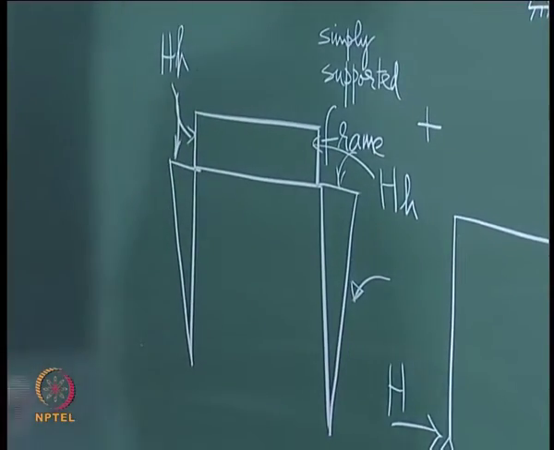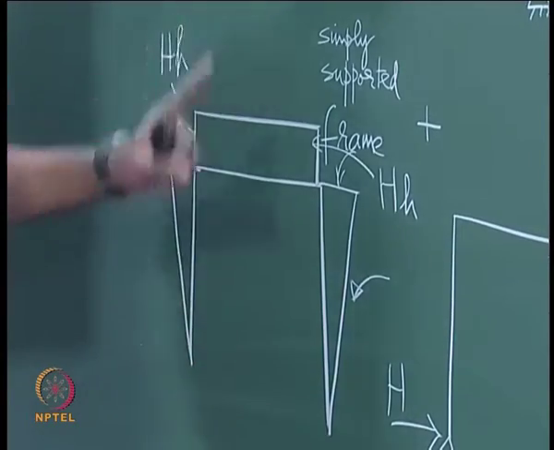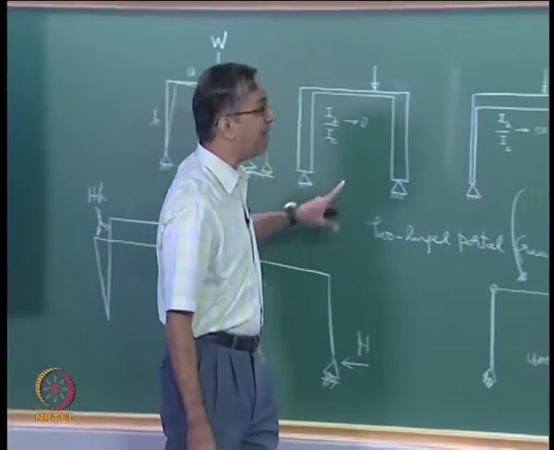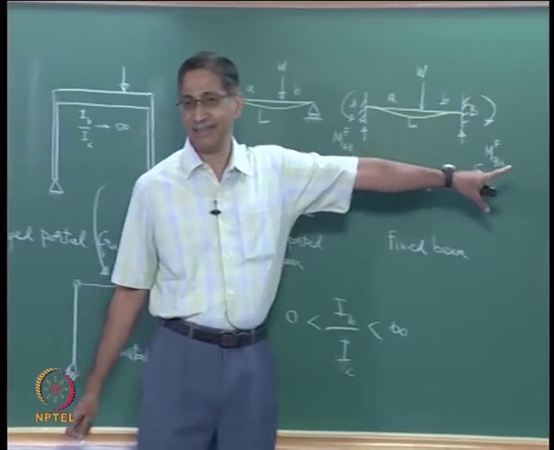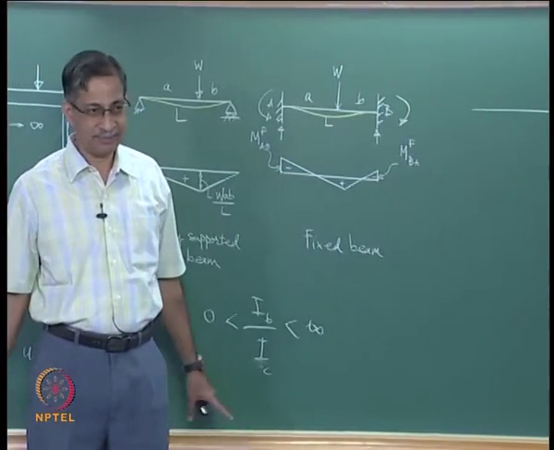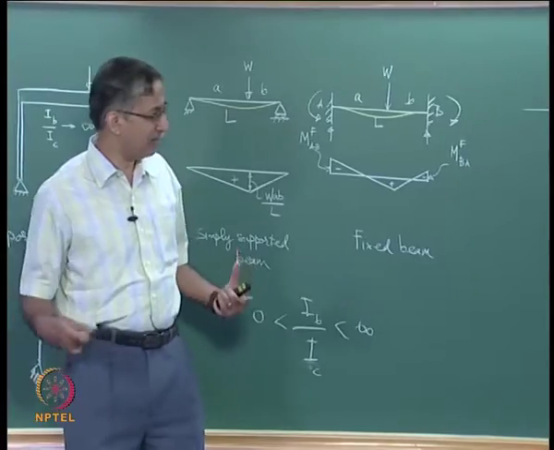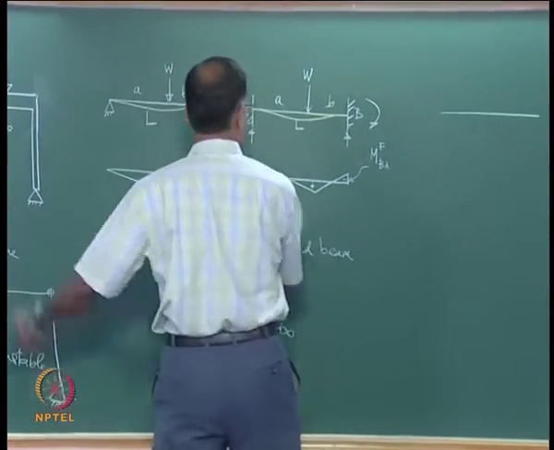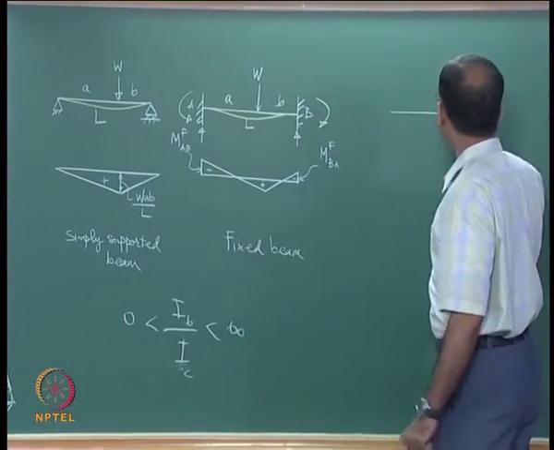And we will see later that if it is symmetric, this H into h turns out to be an average of these two moments. It is very interesting, it will kind of average out, but that is the other extreme. But if you had to model, isolate the beam, what is the boundary condition you will apply?